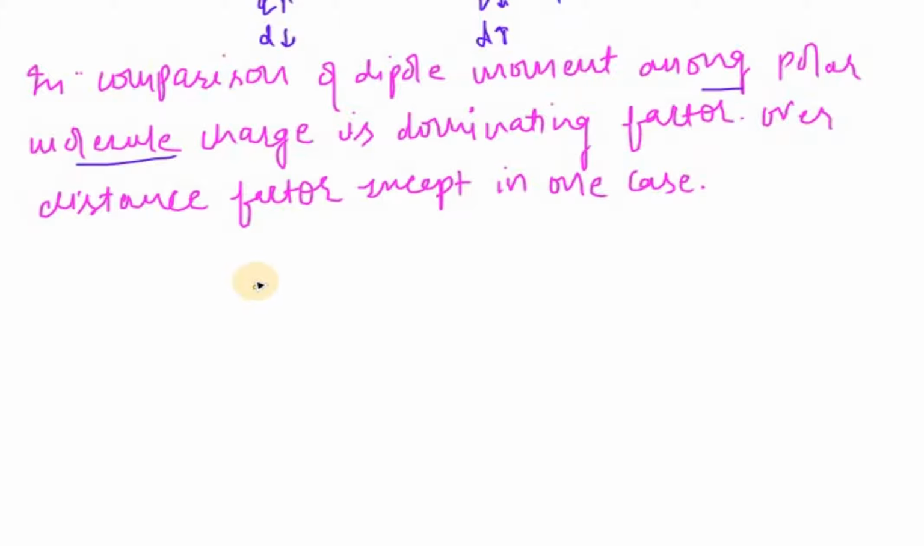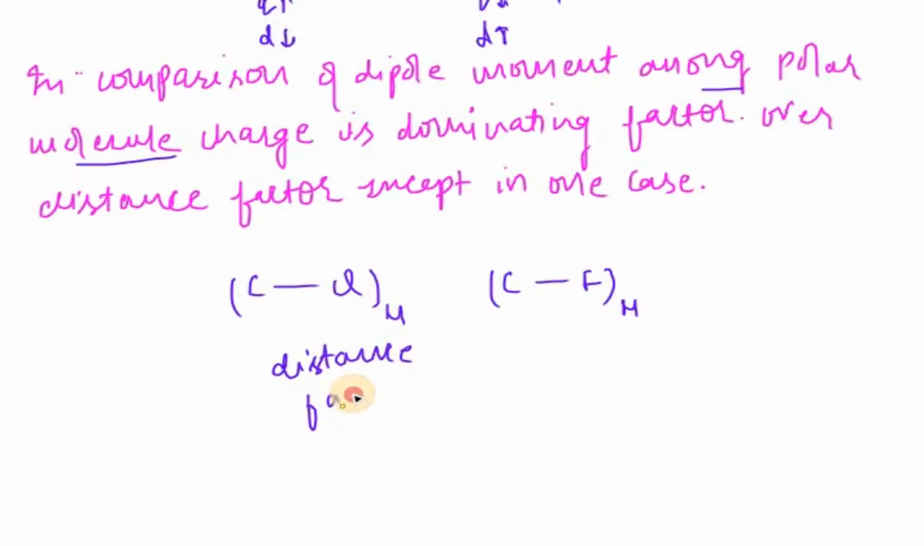In that exception, we have bonds like C-Cl and C-F, this type of bonding. If we want to calculate its mu, in that case the distance factor dominates over the charge factor.